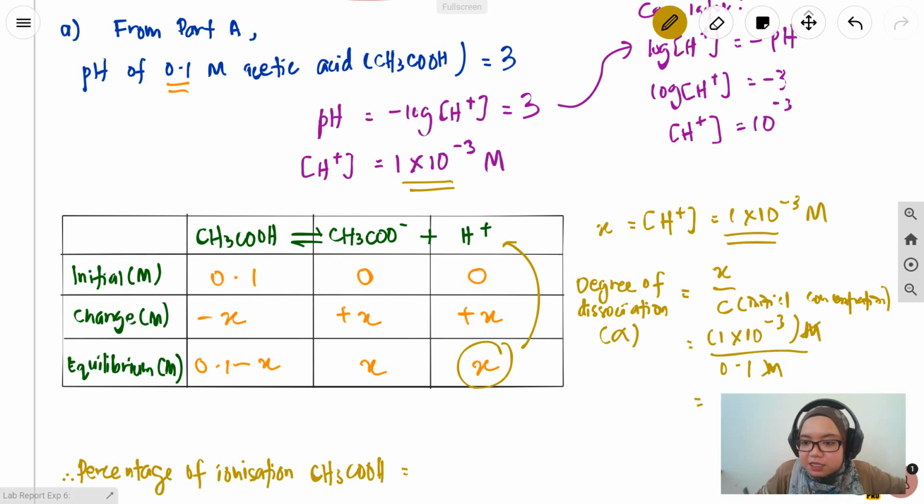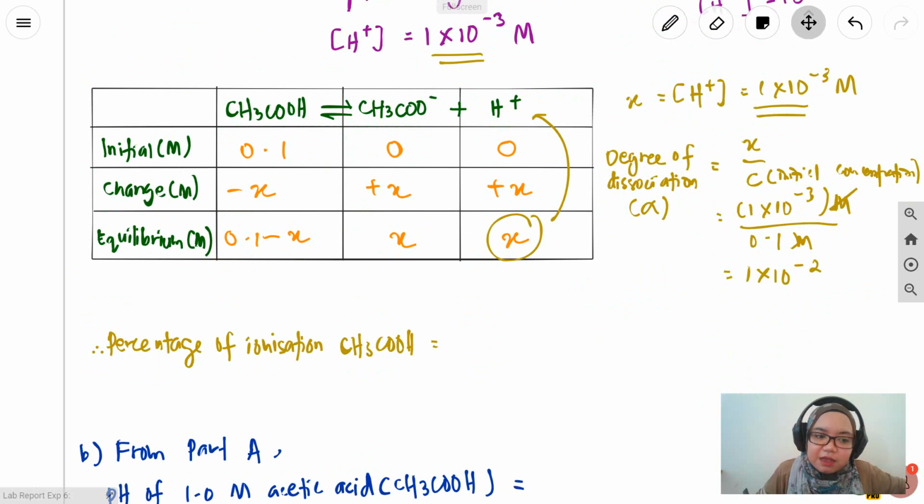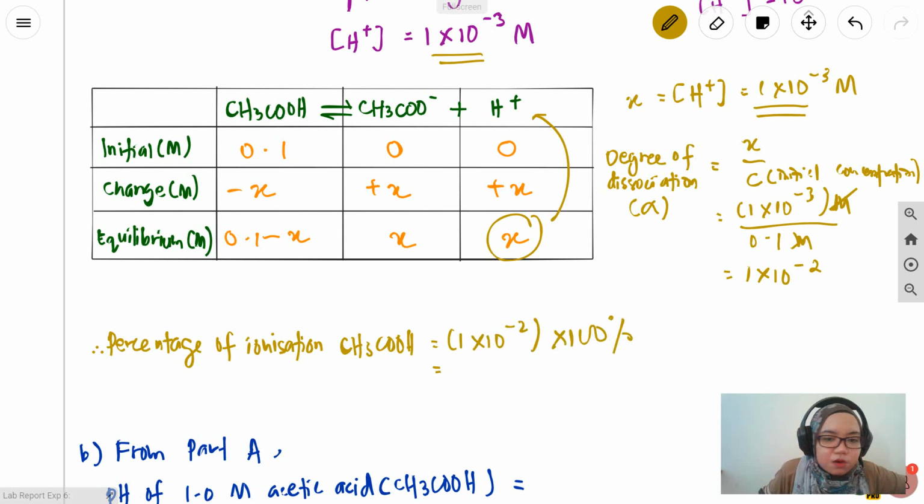But cancel jadi apa? So 1 times 10 negative 3 divided by 0.1 is equal to 1 times 10 negative 2. So this is the degree of dissociation for acetic acid. But it is wanted in terms of percentage, so we just multiply by 100%. So 1 times 10 negative 2 times 100% is equal to 1%.